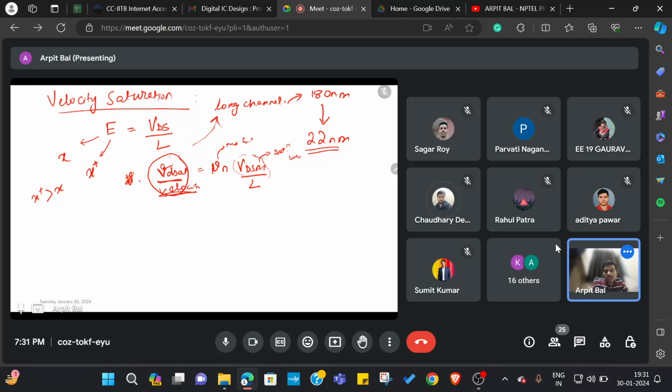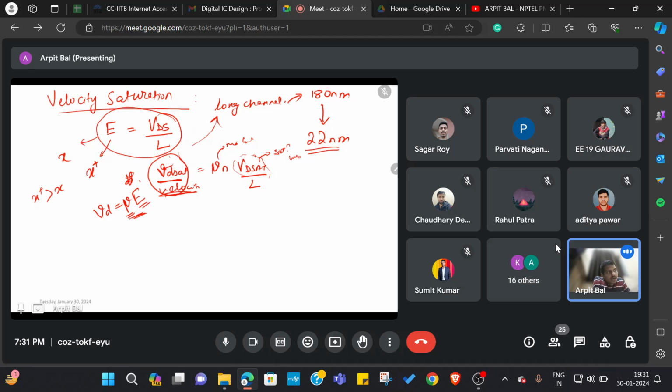Velocity. Okay, sir. So I didn't derive it; it can be derived from this thing, right? Vd is equal to mu into E, where E is the electric field and mu is the mobility. And I just replaced whatever E was present here in this equation.